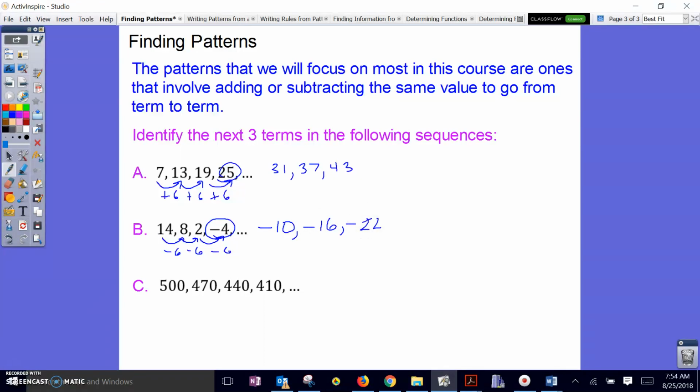And let's see, this last one, again, my numbers are getting smaller, so I'm going to look at it from a subtraction standpoint. Subtract 30, subtract 30, subtract 30, and so I'm going to continue on from this term, subtracting 30. 410 minus 30, 380. 380 minus 30 is 350, and 350 minus 30 is 320. And those are the next 3 terms in that pattern.